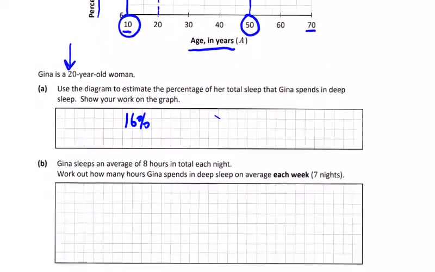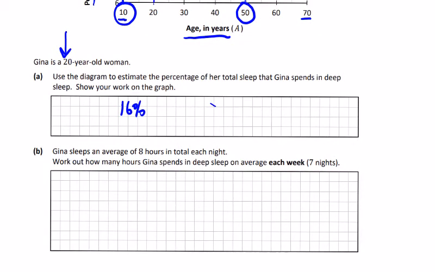Gina sleeps an average of 8 hours each night. Work out how many hours she spends in deep sleep on average each week. So this is 7 nights, so we need to get 16% of 8 hours, and we need to multiply that by 7 to find out how many hours a week she spends in deep sleep. That is equal to 8.96 hours.